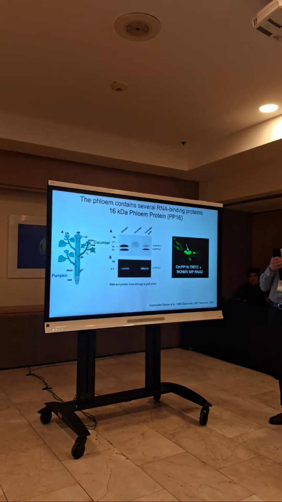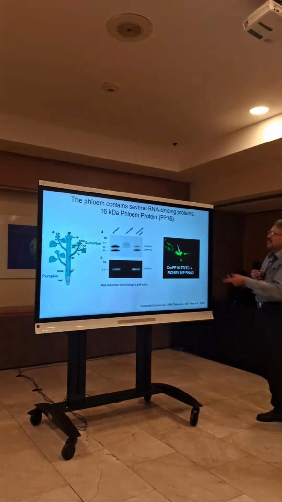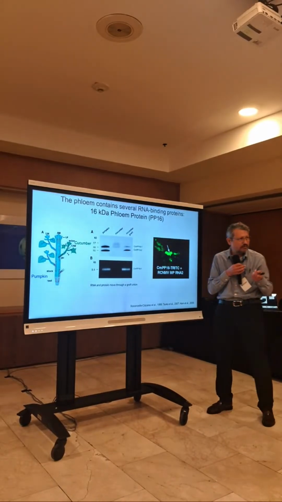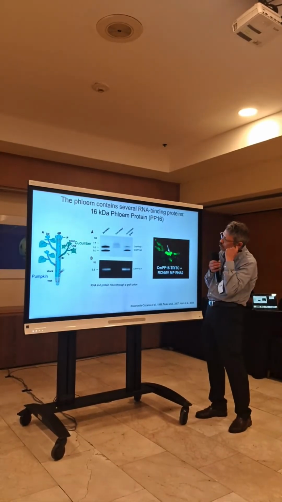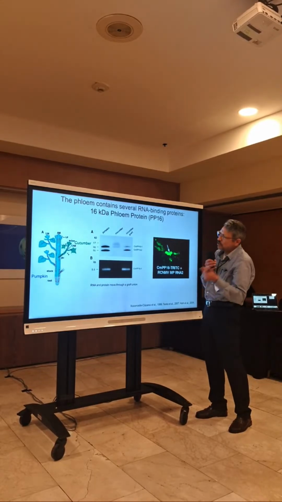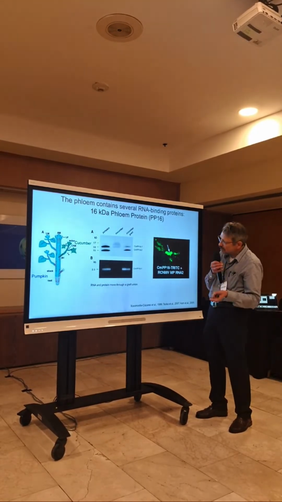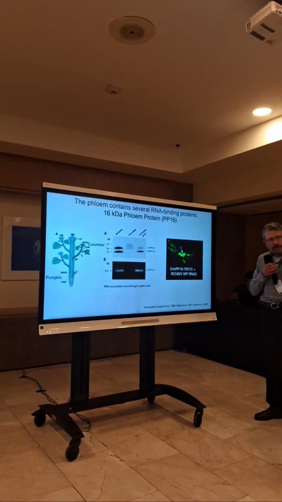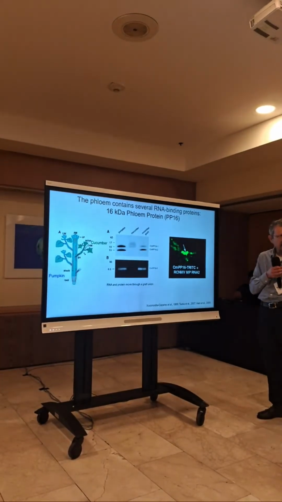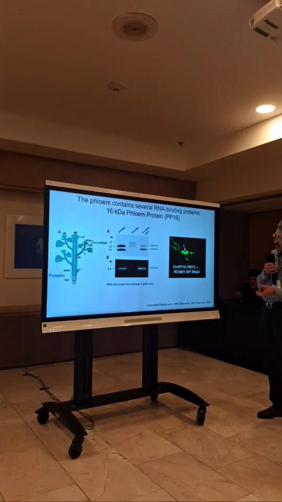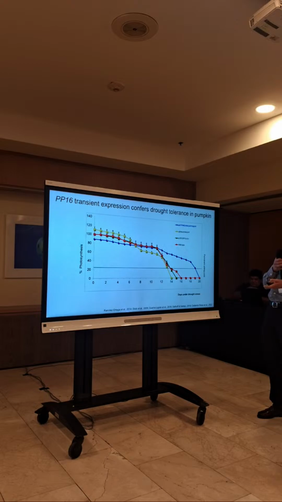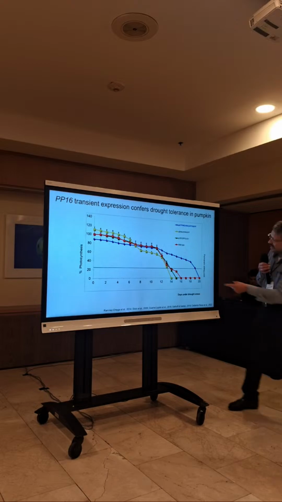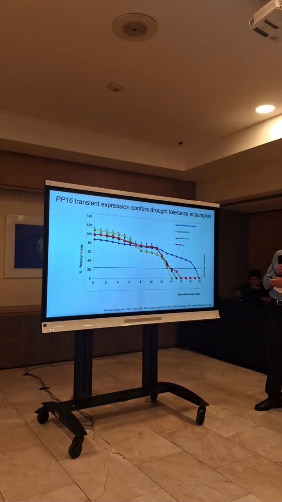So these RNAs must be moving as ribonucleoprotein complexes, and it has been shown for some of them that one of the most important proteins that bind RNA in the phloem is the 16-kilodalton phloem protein, and it moves long distance. It localizes to the sieve element, and it's able to bind RNA in a non-sequence-specific manner. It binds the RNA and moves its own RNA and other RNAs to neighboring cells, and it also moves RNAs long distance. And in fact, when you overexpress this protein in pumpkin, it increases drought tolerance very significantly.